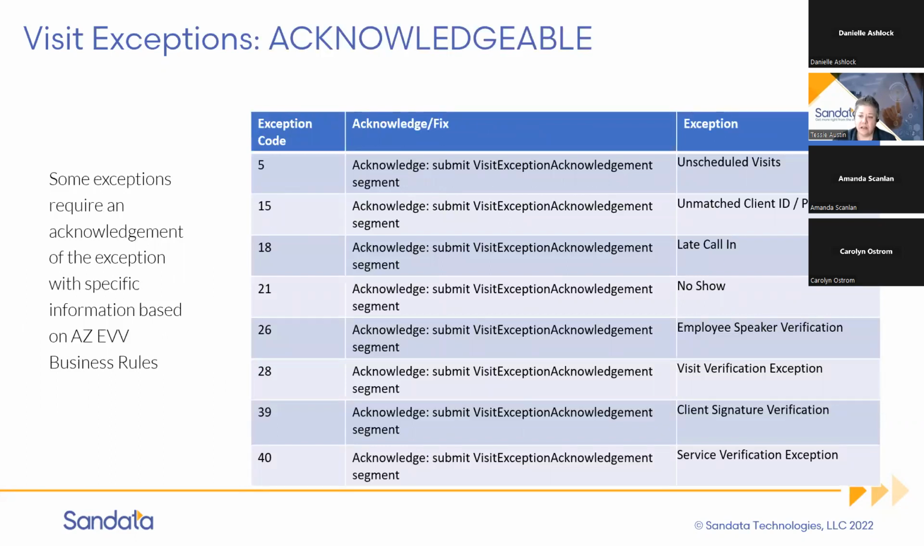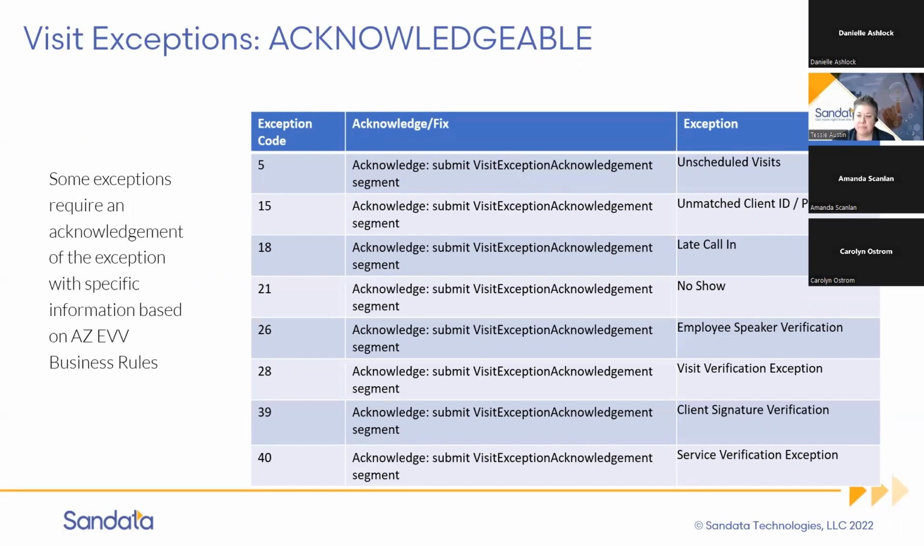The next slide talks about visit exceptions that are acknowledgeable. So these just require an acknowledgement, and you would submit a visit exception acknowledgement section, visit changes if needed. Some of them, such as no-show or unscheduled visit. So if there was no schedule, you have to send the unscheduled visit, then you'd have to send us that information as to why there was no schedule. They're kind of alluded to that before, and she has more information about that in their business requirements crosswalk document. So both lists require different things, but anytime there are items that are not 100% electronically captured fully, that would get it to the verified status in Sandata so that claims could be processed against them.